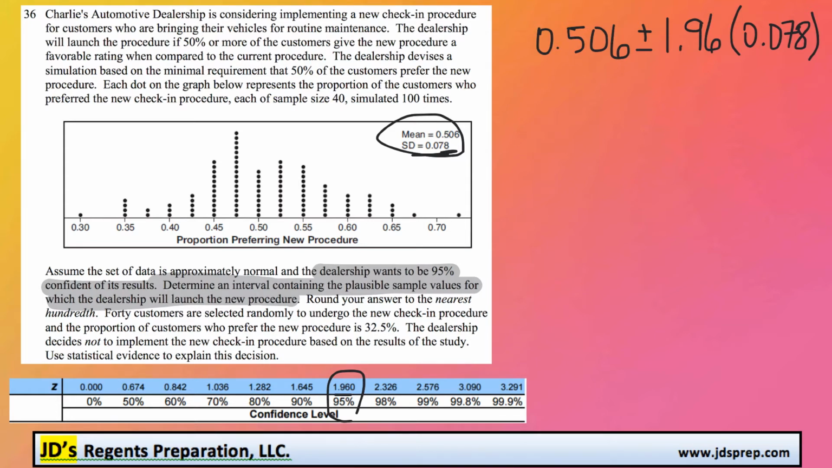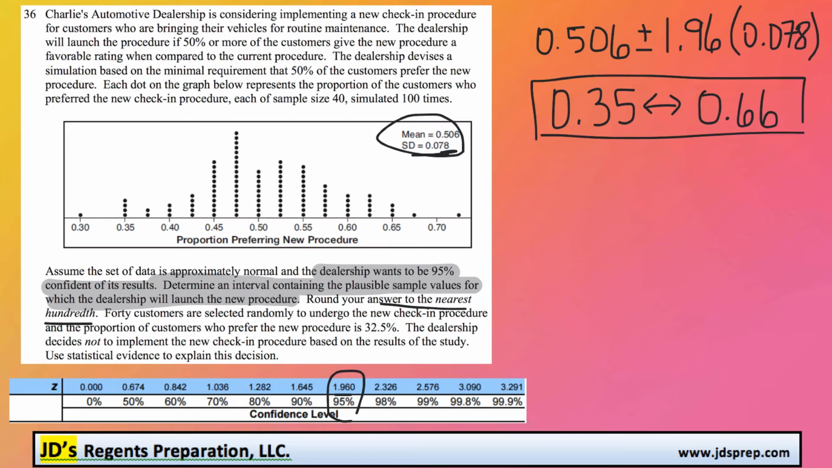So if we take 0.506 minus 1.96 multiplied by 0.078, we get a lower bound value of 0.35. And then to find our upper bound, we would take 0.506 plus 1.96 multiplied by 0.078, and that gets us 0.66. And of course, I am rounding these to the nearest hundredth as we've been asked to. So this is the interval that they're looking for in this situation.